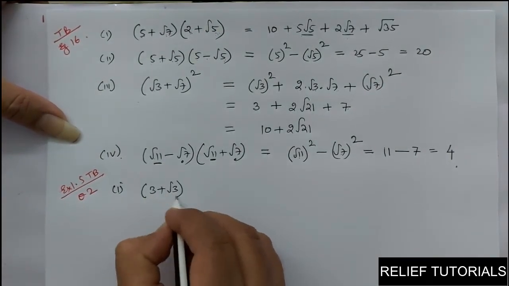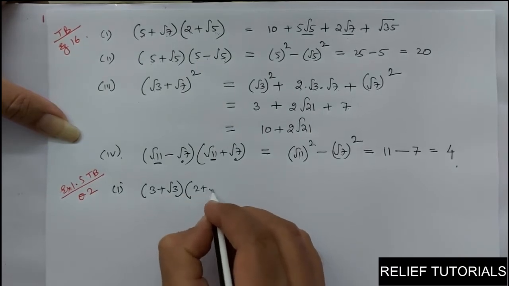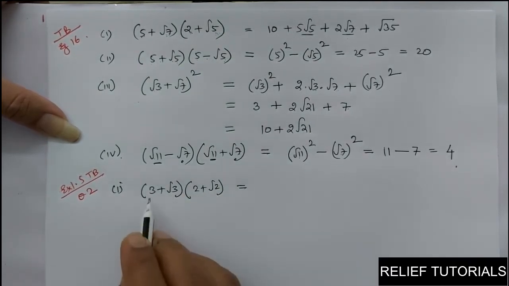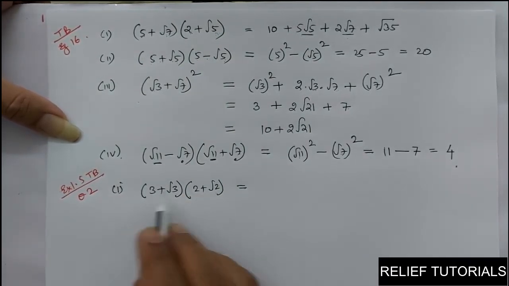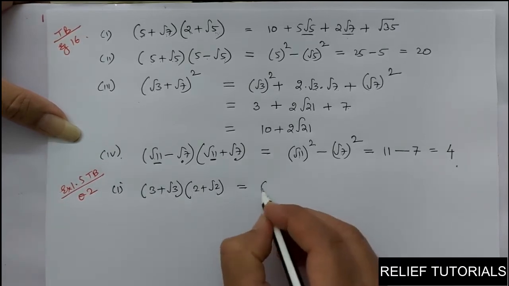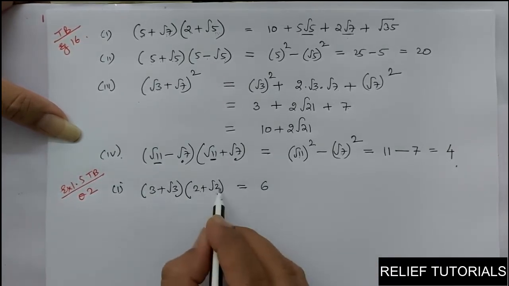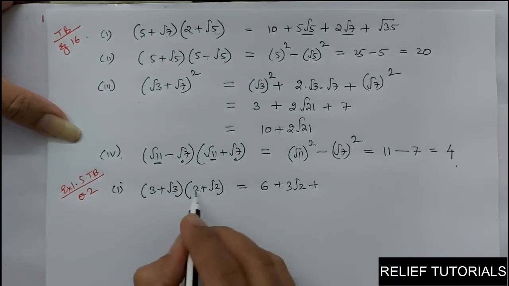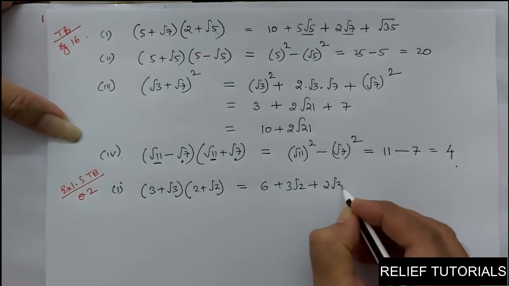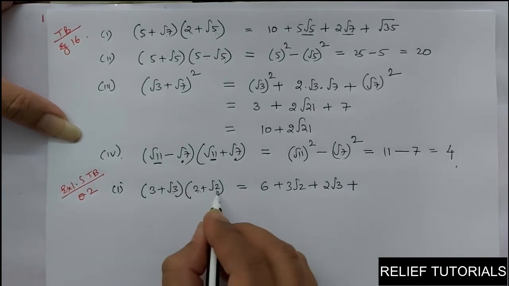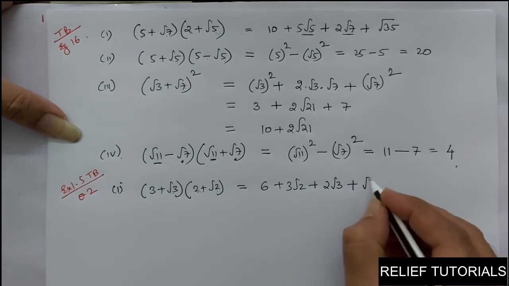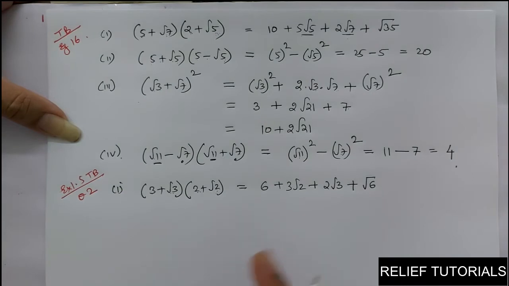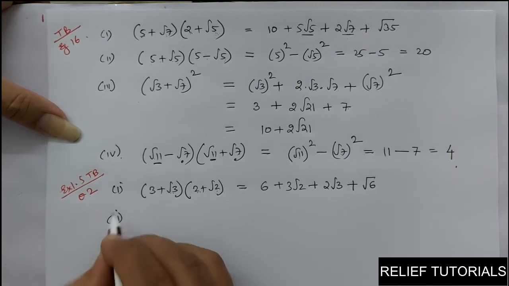3 plus root 3, 2 plus root 2. See, there is no identity here, so you have to multiply. 3 into 2 is 6. 3 into root 2, so plus 3 root 2, plus root 3 into 2, so 2 root 3, plus root 3 into root 2. Root 3 into root 2 is root 6. So this is our answer. Clear? There is no like term here. You can't add anything. First one done. Now the second.